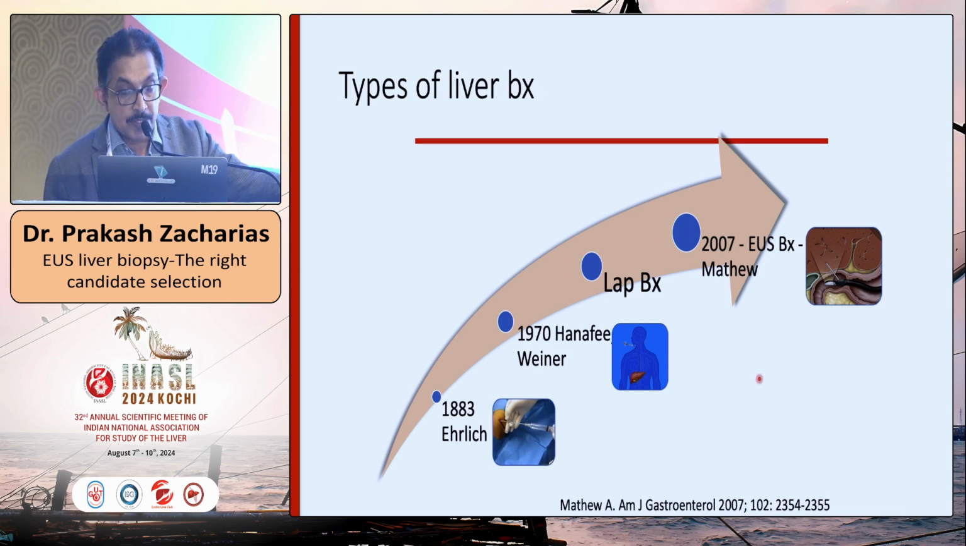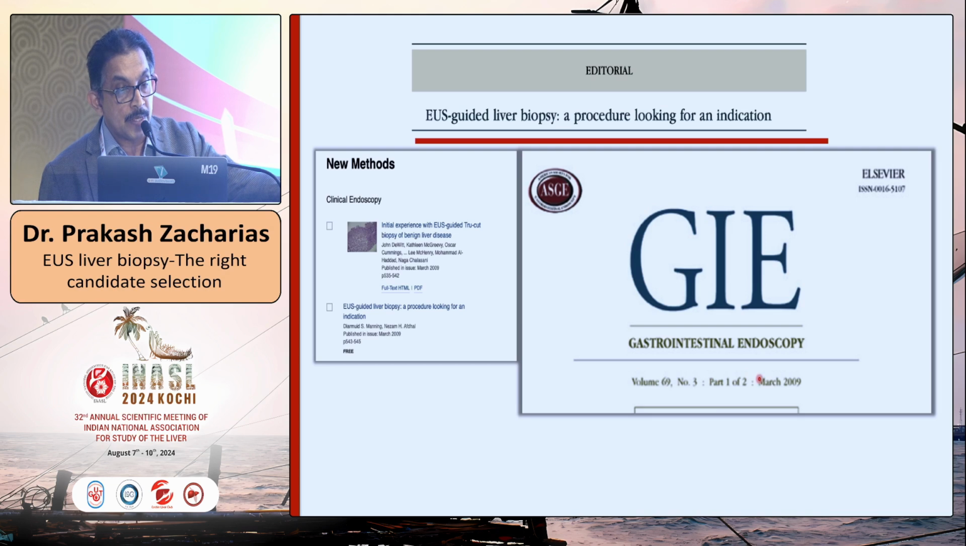The biopsy was first reported earlier, but the major good tissue was obtained in 2007 by Matthew, who reported this. So this was one of the larger series during this period. That was in 2009, and it was mentioned in Clinical Endoscopy, the new methods of GI endoscopy. And the editorial talked about US-guided liver biopsy, a procedure looking for an indication. So after 15 years, now we are again talking about the indication for US-guided liver biopsy.